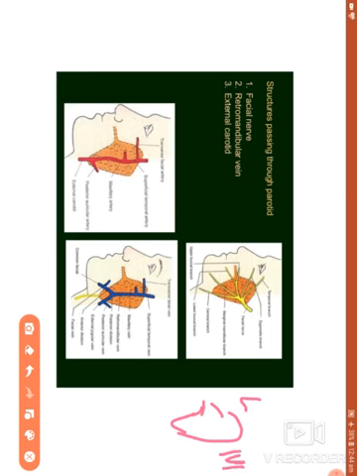The medial-most structure is the external carotid artery. Intermediate, we get the retromandibular vein. Then lateral-most, we get the facial nerve. So lateral-most is the facial nerve, intermediate is the retromandibular vein, and medial-most is the artery, the external carotid artery, and its branches.